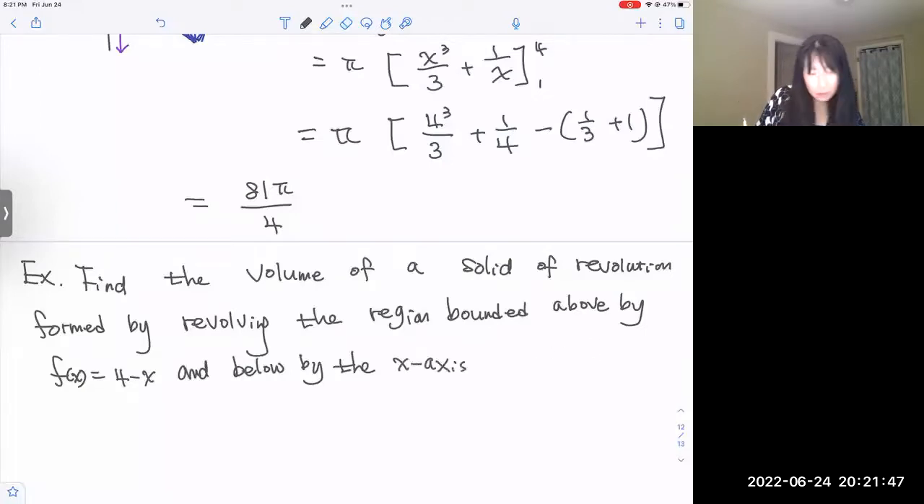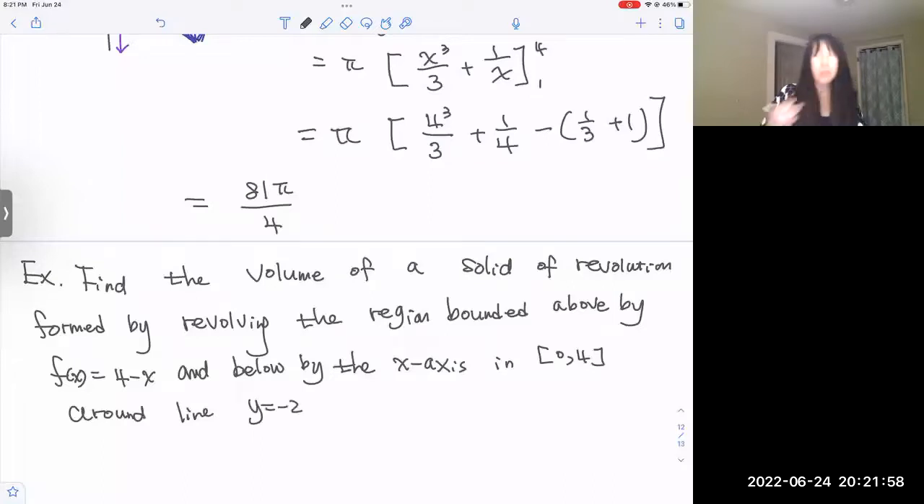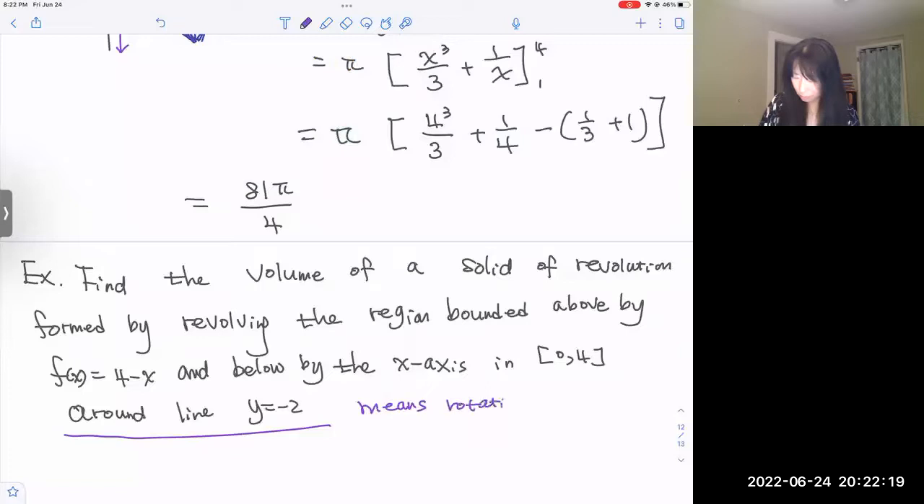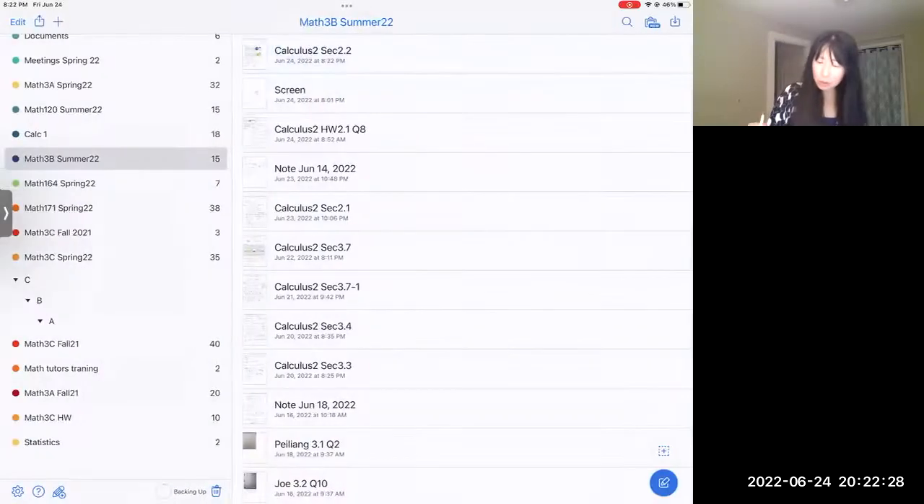X-axis in interval 0, 4, around the line y equal to -2. So I said that the last sentence said that around, that means rotating about that, right? So in this case, around the line y equal to -2, right? So this means rotating about y equal to -2. Okay, let me bring the last screenshot picture here.